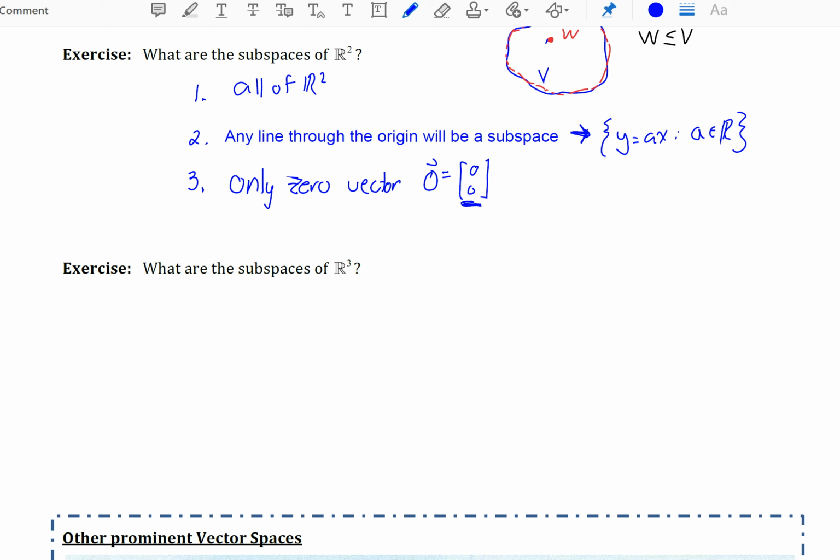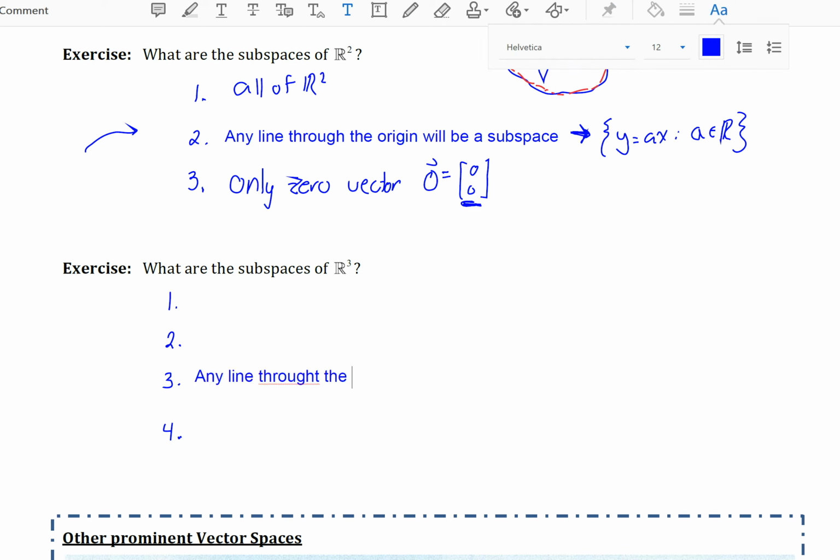Let's try extending this to R3. And I'll tell you now, there are actually 4 subspaces of R3. And so I'm thinking about what these 4 subspaces might look like, and I want to compare it to what we know about the subspaces of R2. One of them would still be any line through the origin.